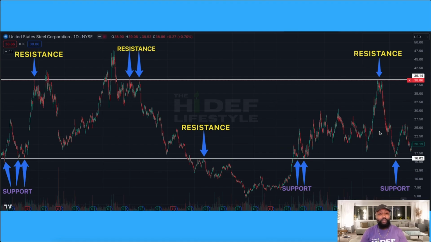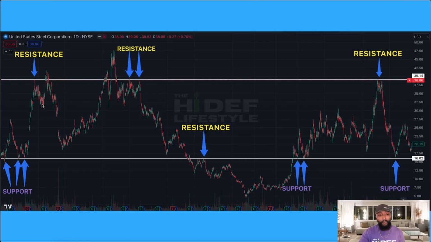United States Steel Corporation. So now we have two lines going straight across. Let's start on the far left. This lower white line is acting as a level of support because we have multiple touches. Touch here, we go to the upside, we come back and touch this lower white line multiple times before rising up to this upper white line.